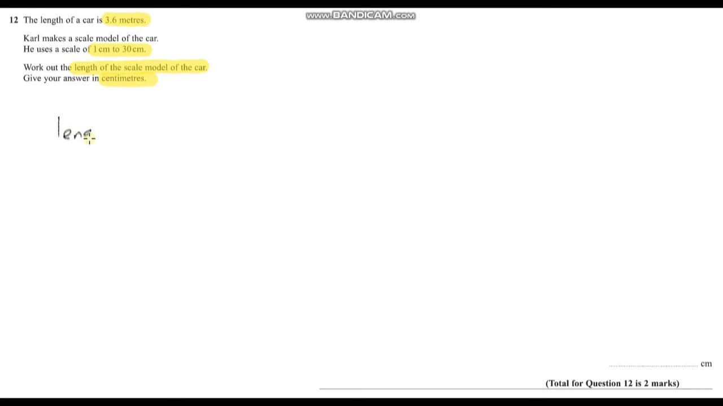So, length of the car. Let's write the length of the car in centimeters. If it's 3.6 meters, to go from meters to centimeters, we need to multiply by 100. So 3.6 times 100 is going to be 360. So the length of the car is 360 centimeters.